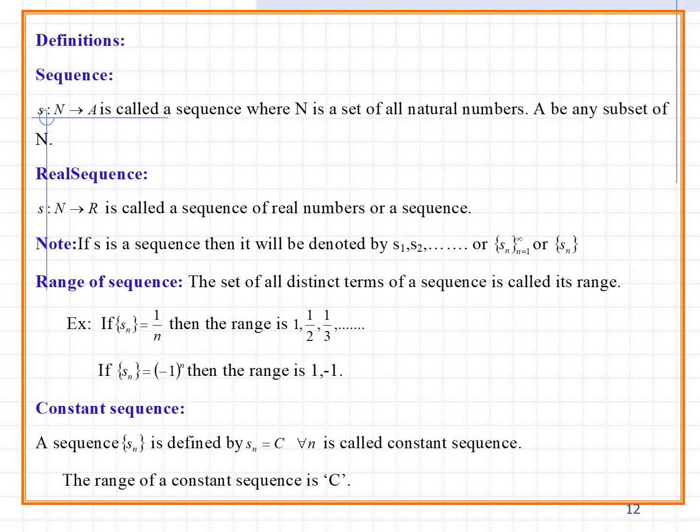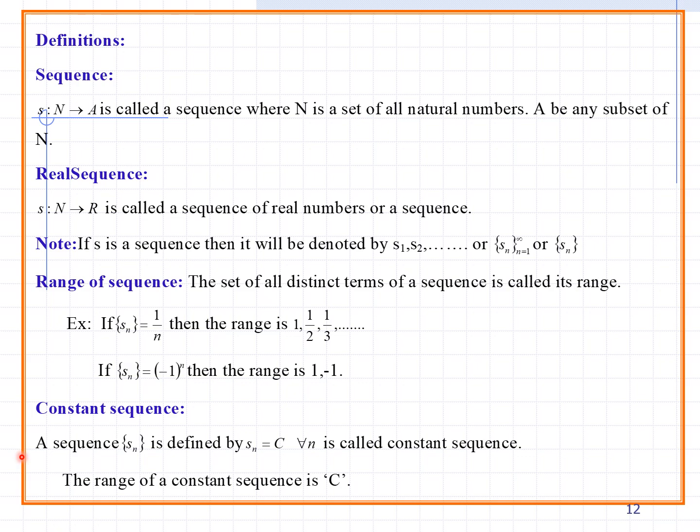Let us see the mathematical definitions on this topic. I already explained this in the earlier slides. How can we write the definitions? The first one is sequence. A function S from N to A is called a sequence, where N is the set of all natural numbers and A is any subset of N. So it is called a sequence.